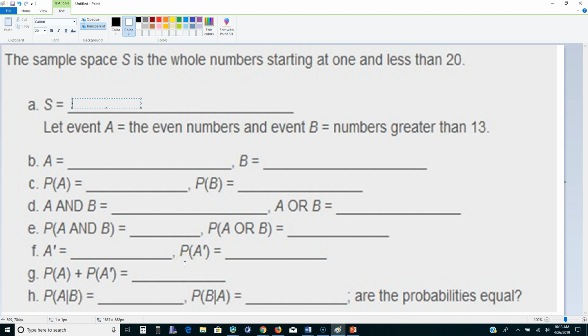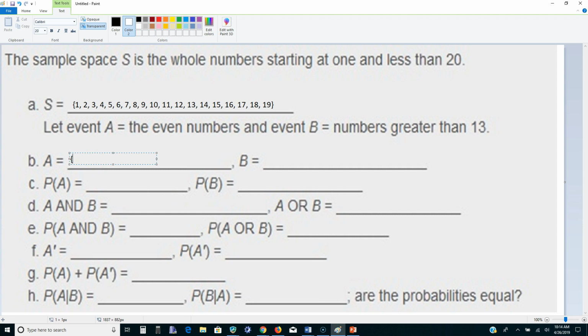Now let's do an example. The sample space S is the whole numbers starting at 1 and less than 20. So S being the sample space will equal, so here's the sample space, 1 through 19. It says let event A equal the even numbers. So let's go ahead and put that in.